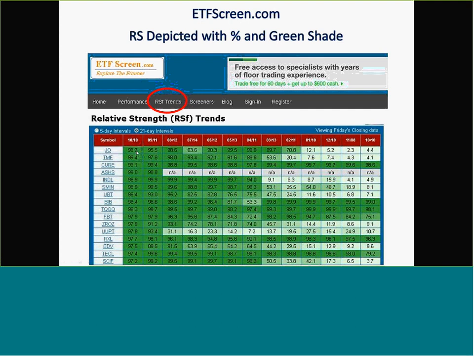So we can see when I took this snapshot October 10th that JO had a 99.7% relative strength. So it'll list the relative strength in declining order here if you just click this RS trend. And then we can see all the various sectors, and it'll rank them by relative strength. So a handy tool to have, and this is where we start our search for different sectors.